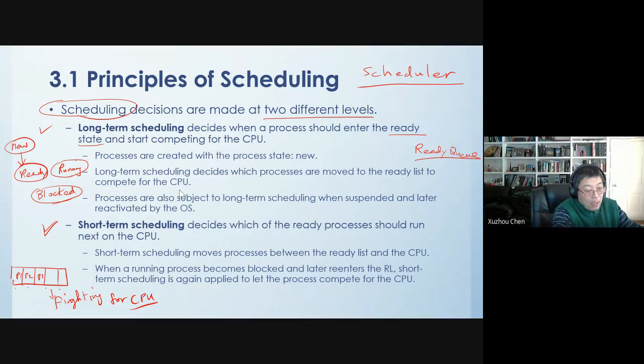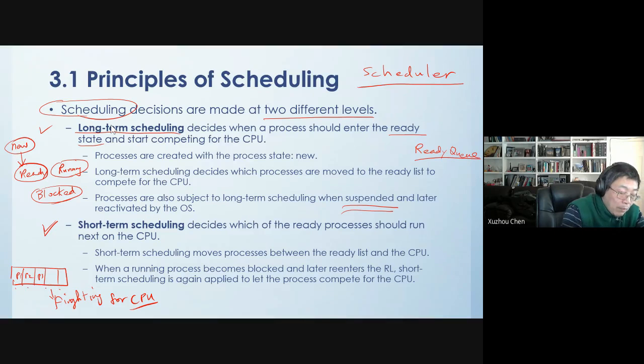Also, when a process is suspended, for whatever reason, the operating system decides not to run these particular processes. You're suspended. In that case, whether we can bring you back or not is a decision that the long-term scheduler is going to make. So long-term scheduling is the part that decides whether I'm going to bring a process in to compete for the CPU or not. So it's less frequently used.